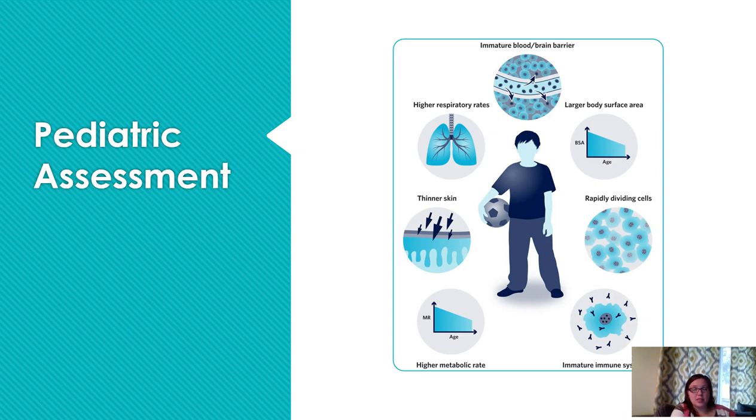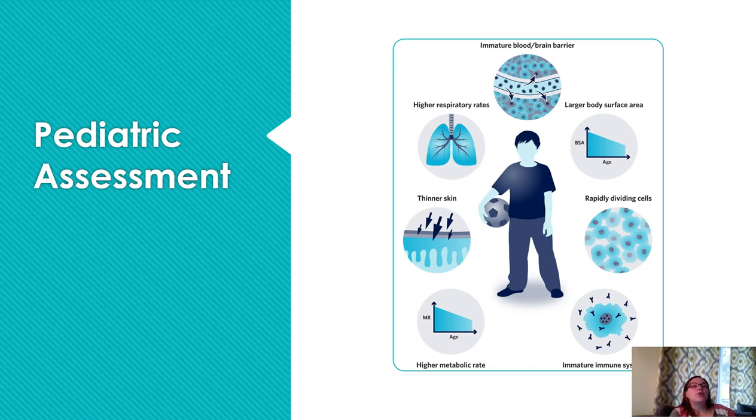They have thinner skin, especially our younger kiddos. So again, why is that important? Thinking about topical medications, thinking about things that kids touch, they're going to absorb more. They have a higher metabolic rate. Again, back to the medications. They're going to process and eliminate and break down meds much differently than adults will. They have a larger body surface area for the younger ages compared to our adults. They have more rapidly dividing cells.